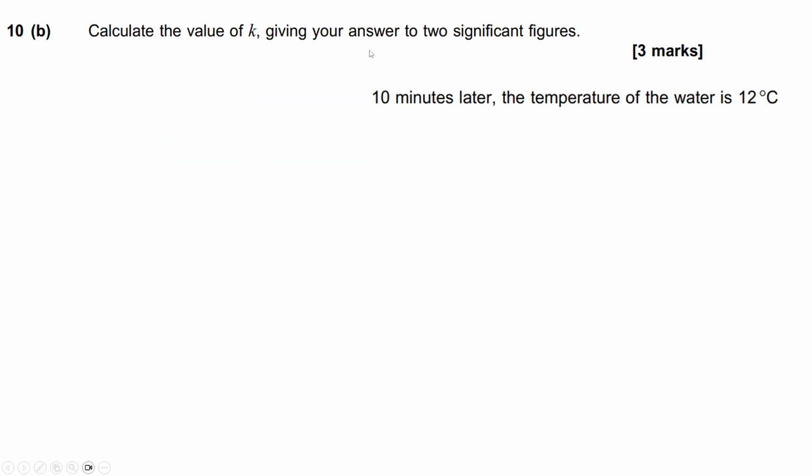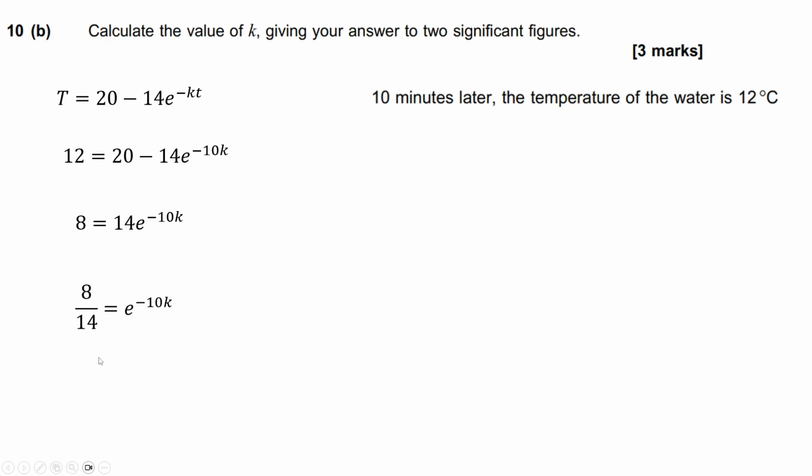Calculate the value of k, giving your answer to 2 significant figures. So we have this with the value of a that we just calculated. At time t equals 10 and temperature equals 12, plug it in, subtract 20 from both sides, and then multiply each side by -1 to get this. Divide by 14. This is 4/7 if you care about simplification. Doesn't really matter.